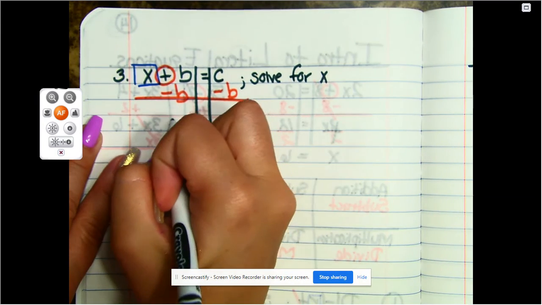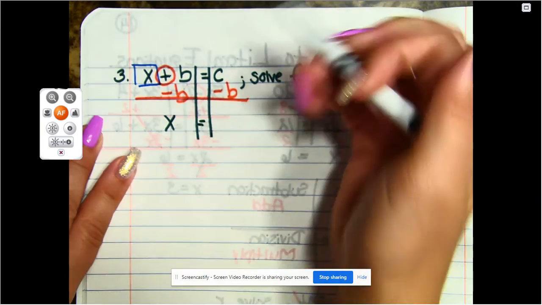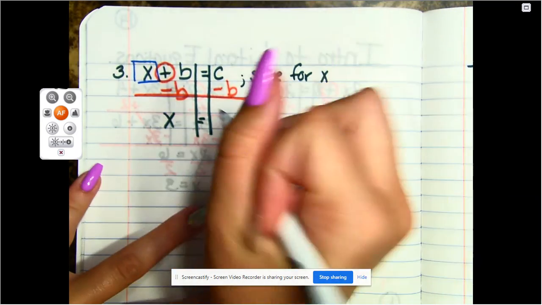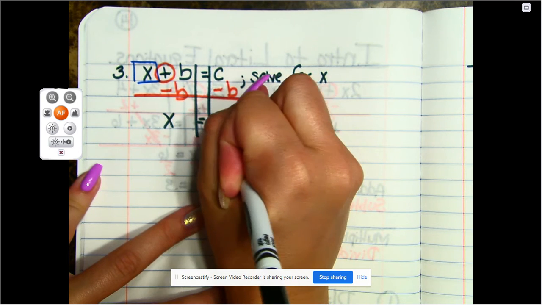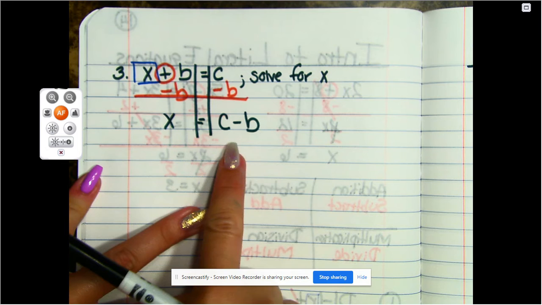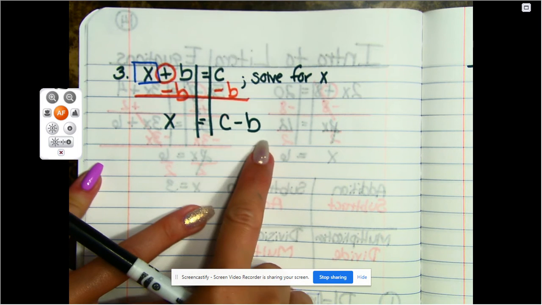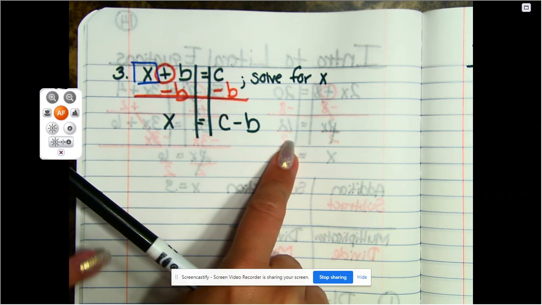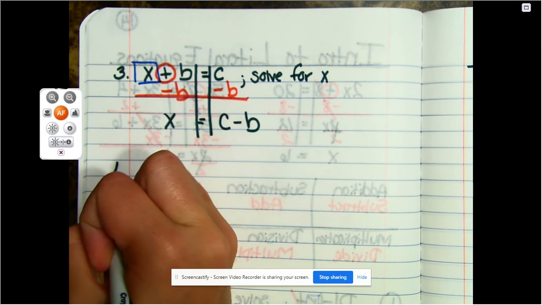And there we are left with x. These are not like terms. We cannot combine them. So we're literally just going to write back down c minus b. And we're done. We have x by itself, equal to c minus b. We cannot combine these. These are not like terms. We're finished.